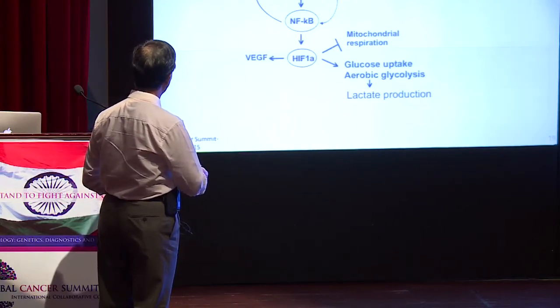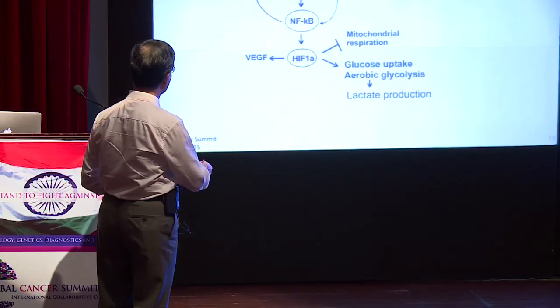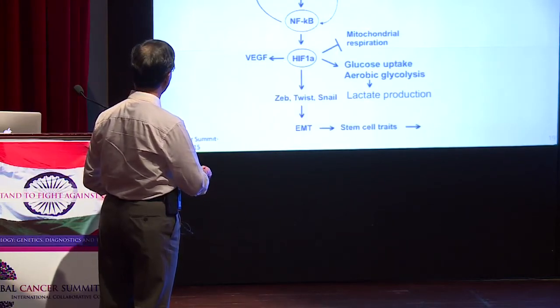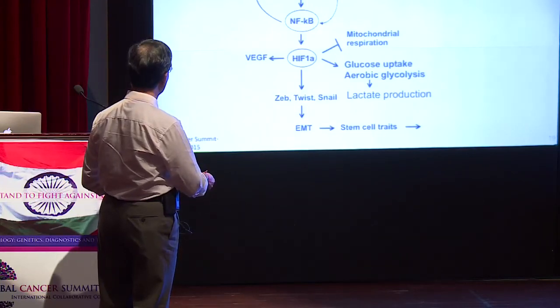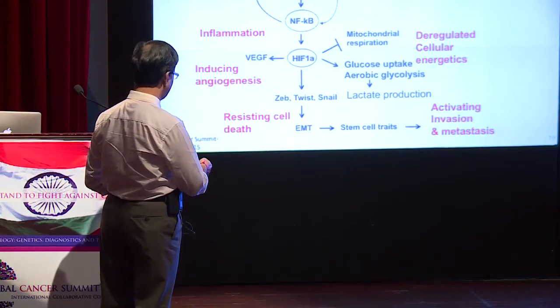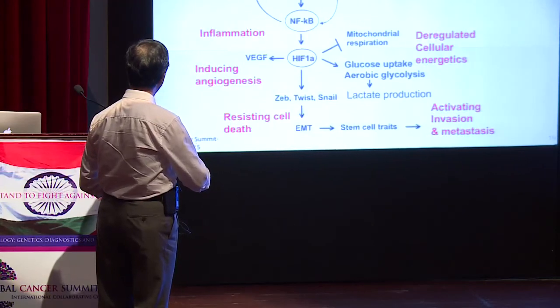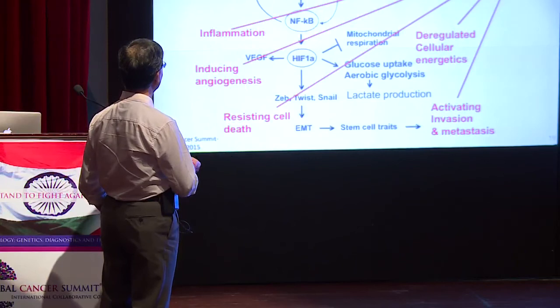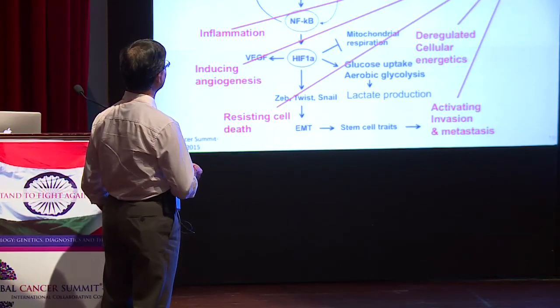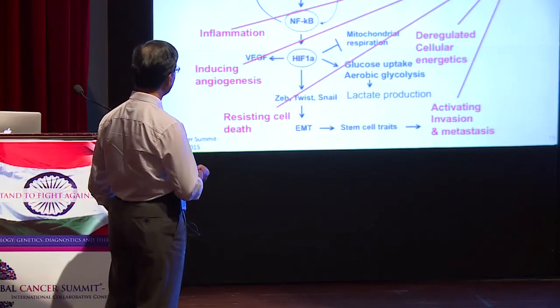NF-kappa B can activate HIF1, which I showed, and HIF1 can activate different pathways and genes. And it can lead to EMT and stem cell-like traits, contributing to these so-called hallmarks of cancer. And all these together lead to metastasis and chemoresistance.